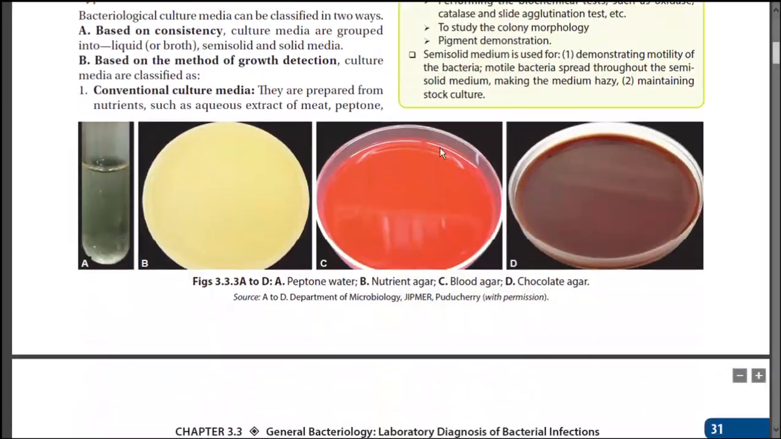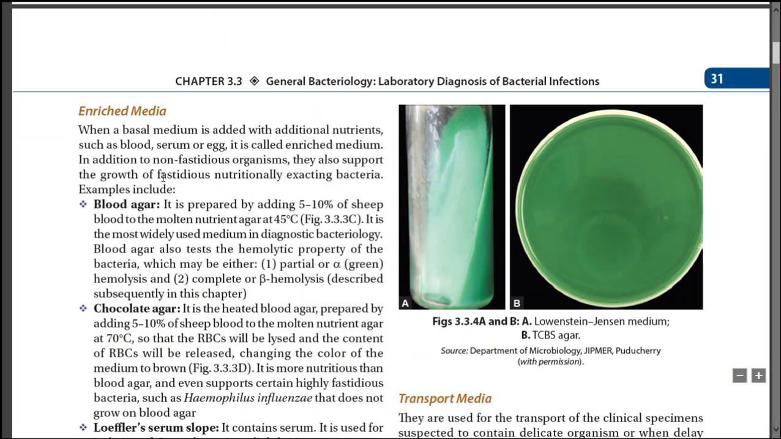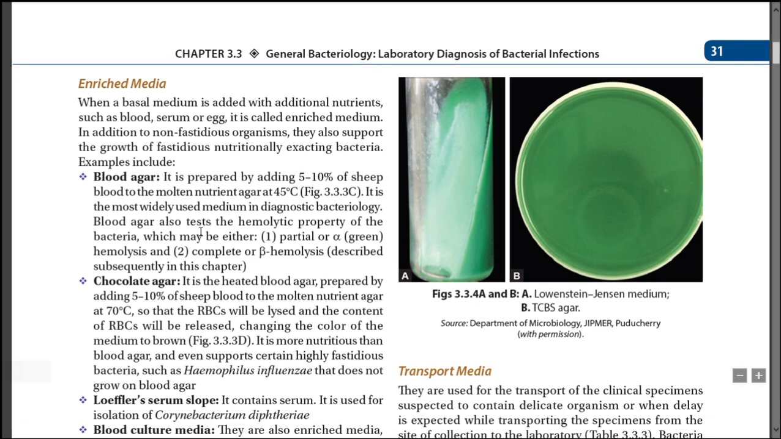Next one we will be seeing about enriched media. Enriched media is basal medium added with additional nutrients like blood, serum, or egg. It is called enriched medium. So in addition to non-fastidious organisms, they also support the growth of fastidious, nutritionally exacting bacteria.